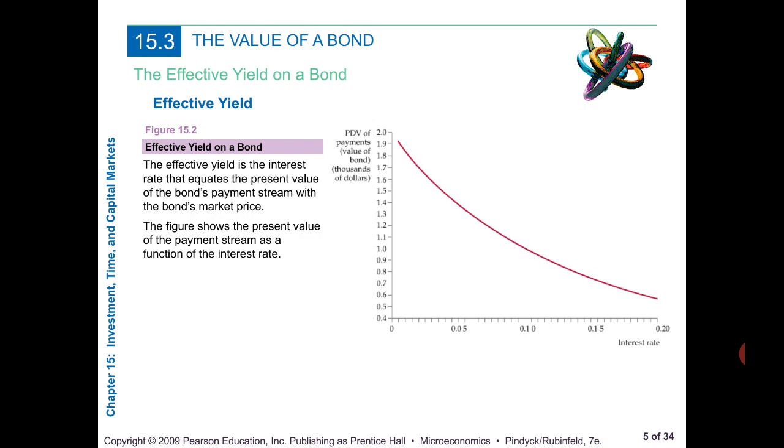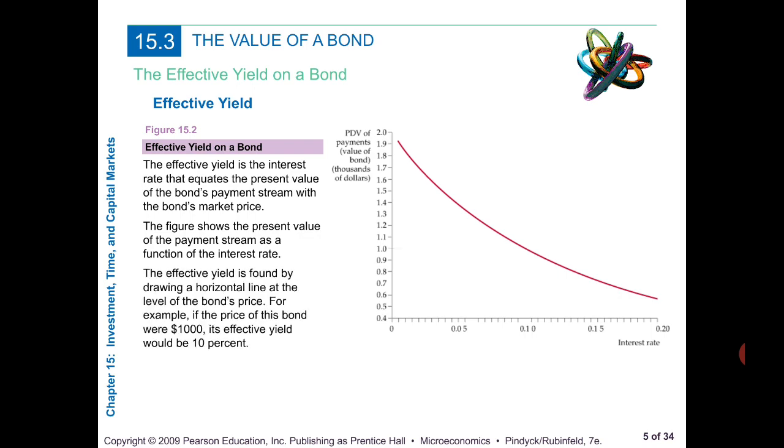So if you are the bond value, the effective yield is found by drawing a horizontal line at the level of the bond's price. So if you come into the market and you purchase it at 1,000, or 1 times, because it's the same as the issuance price, the yield that you receive is 10%. So this is your 10% yield. So you just draw a line at the yield curve.